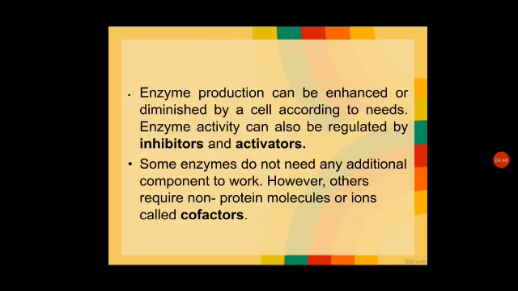Enzyme production can be enhanced or diminished by the cell according to its needs. Enzyme activity can also be regulated by inhibitors and activators. Inhibitors and activators are compounds or chemicals which can inhibit the action of the enzyme or activate the action of the enzyme.